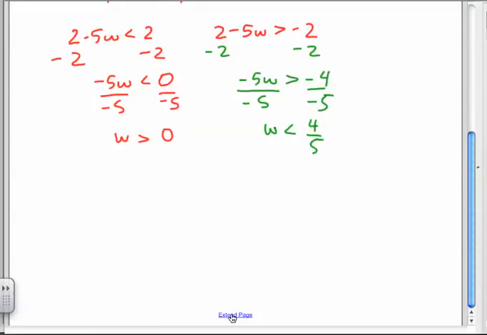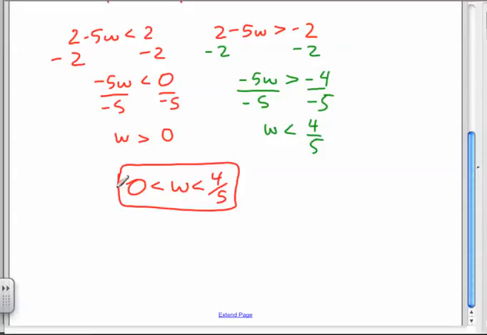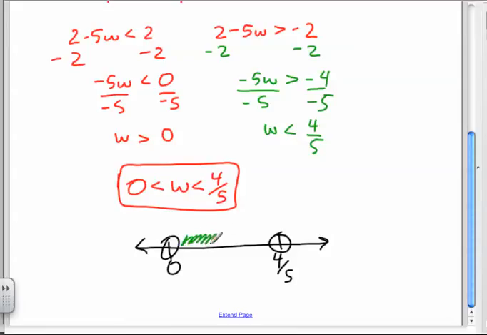This is a conjunction. W is greater than 0 and less than 4/5. That's my compound inequality. And my graph is going to look like this. The two critical numbers are 0 and 4/5. Put the circle around them. Hang on. Arjun, do I color in circles? No, because it doesn't say equal to. So it just means that W can be anything between those two numbers, but not including those two numbers.